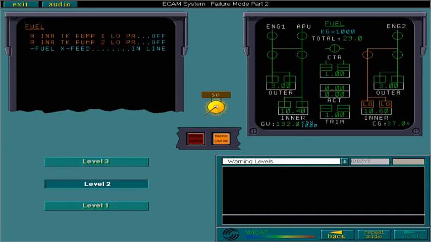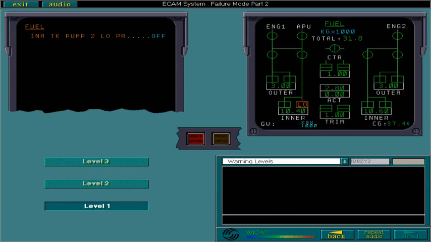A level 2 warning results from an abnormal situation which has no direct impact on safety. There is no emergency situation, but the crew need to take corrective action as soon as possible. The ECAM identifies a level 2 warning by sounding a single chime, lighting the master caution push button, and showing the affected system with an amber title. A level 2 warning will take priority over a level 1 warning.